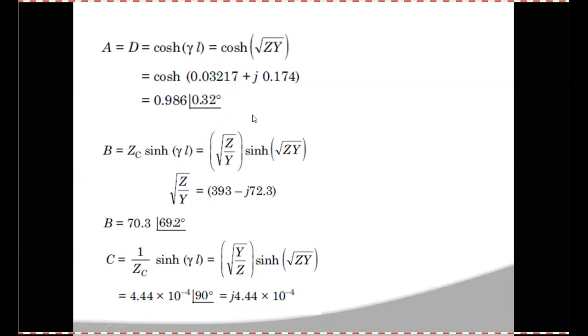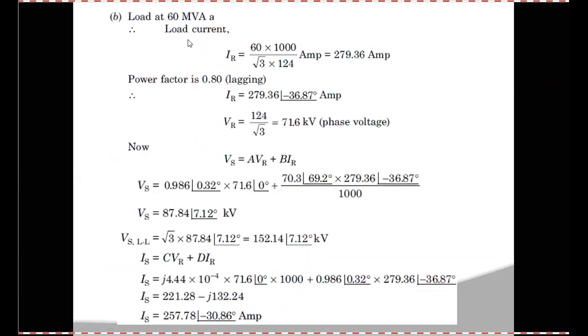Then you can calculate the sending end voltage and the sending end current also. Before that, the load is given as 60 MVA, the receiving end voltage is 124 kilovolts, and the power factor is 0.8. Here, apparent power is given, not the active power. That means the S value is given. So S, for a three-phase transmission line, is equal to √3 into VL into IL. Here, in place of VL and IL, you have to write VR into IR, the receiving end voltage and receiving end current. So this is the receiving end apparent power of the load.